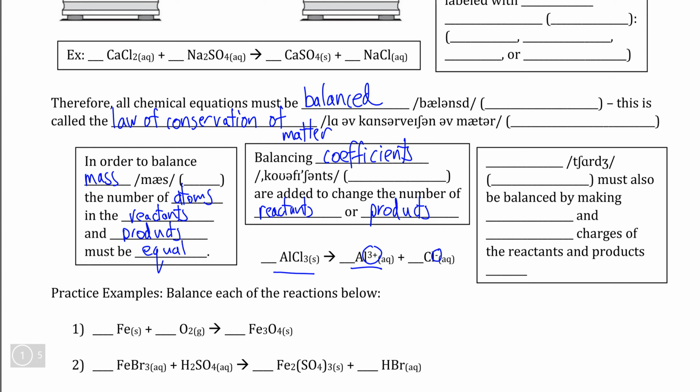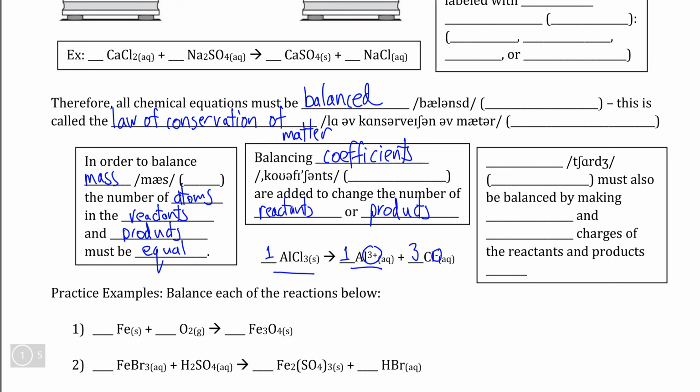So if we look at aluminum, we have one aluminum atom in the reactants and one aluminum atom in the products, so it looks like we're good there. Now with chloride here, we have one Cl- here and 3 in the reactants, which means we would need to add a balancing coefficient of 3 here. Now, we technically don't need to write anything for aluminum, but I'm going to put a 1 next to each of them so that it's more clear how many of each atom we have.